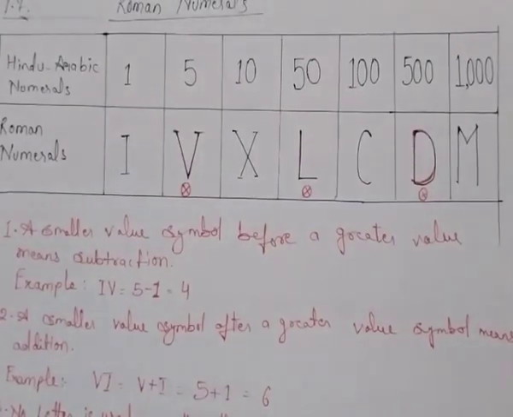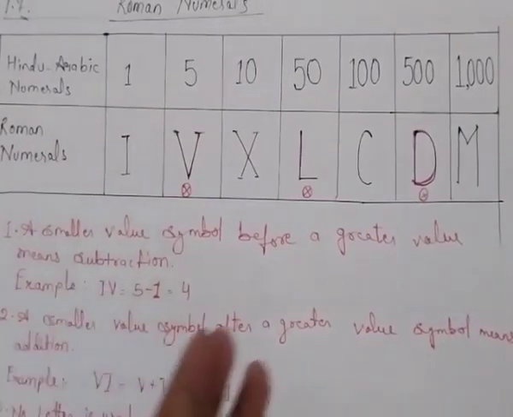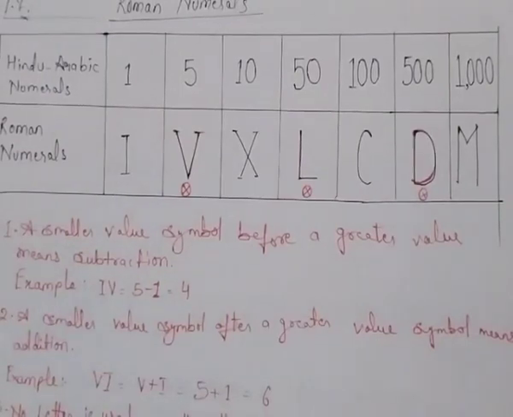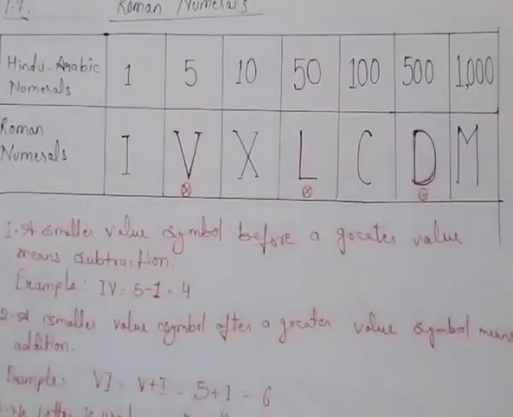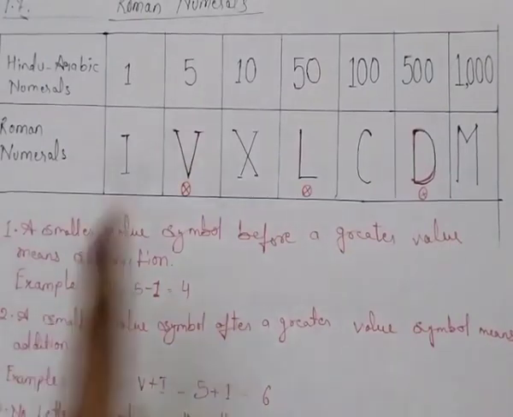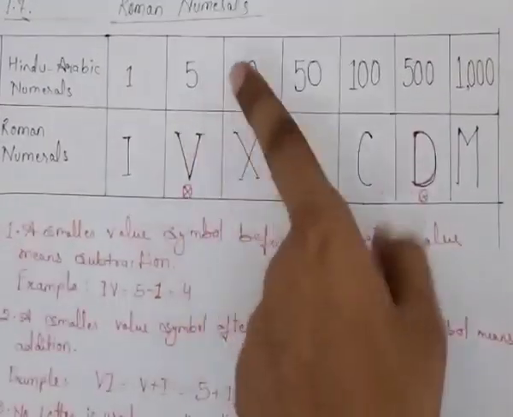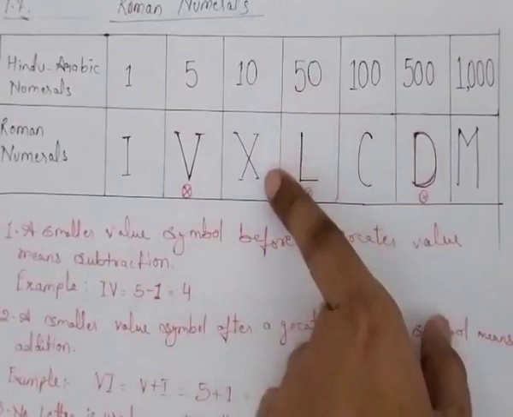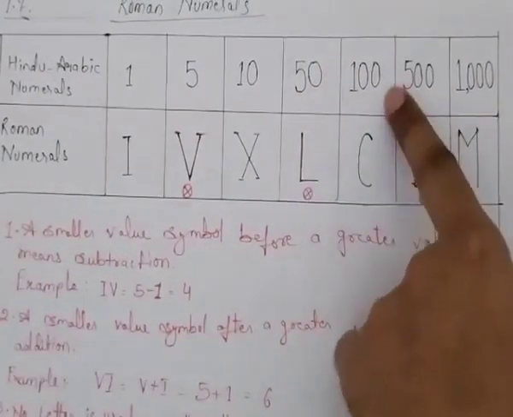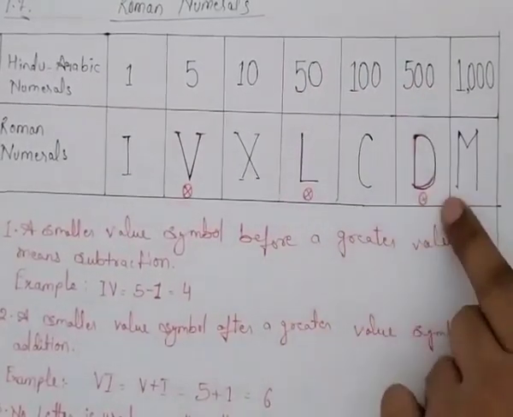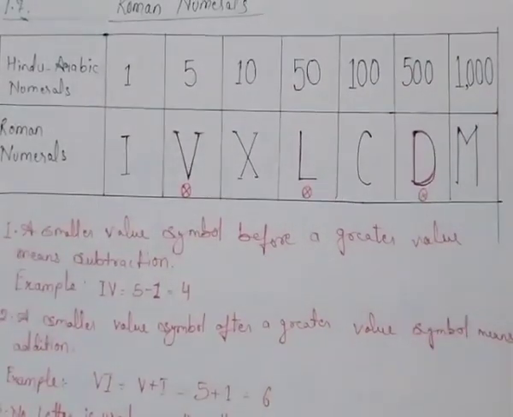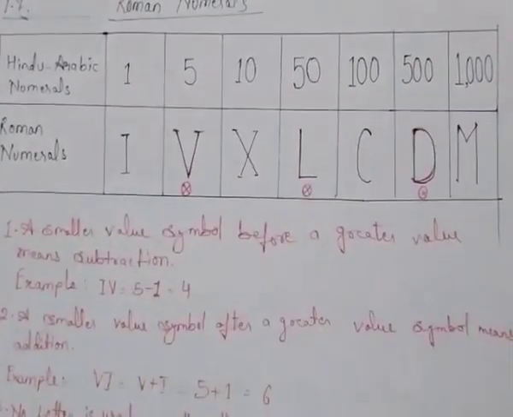You all know what Hindu Arabic numerals are. The Hindu Arabic numerals are like 1, 5, 10, 50, 100, 500, 1000. And Roman numerals are represented by I, V, X, L, C, D, M. It means 1 is represented by I, 5 by V, 10 by X, 50 by L, 100 by C, 500 by D and 1000 by M. So these are the Roman numerals.